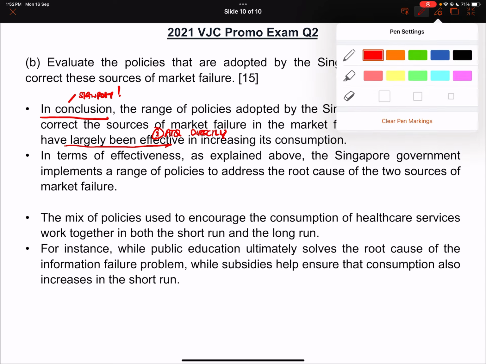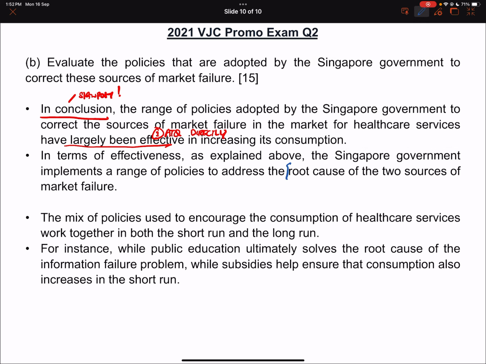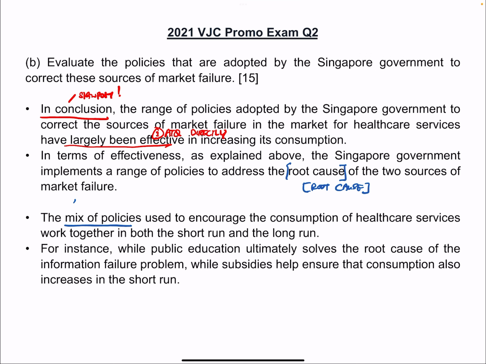The last one is the most difficult one, which is to use techniques. I have 2 techniques here. One is root cause: you should have a range of policies to tackle the root cause of the problem. The second one is a mix of policies. This is another technique you can use for policies, that you must always have a mix, because it needs to tackle both the short run and the long run. So these 3 are the techniques that I'm talking about.